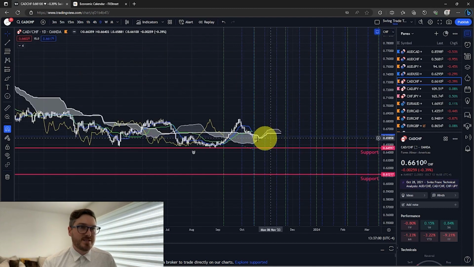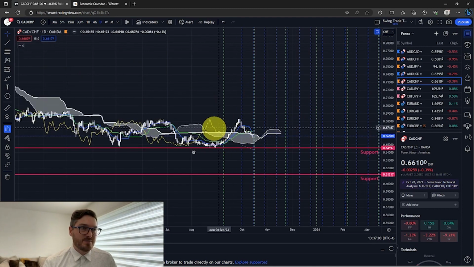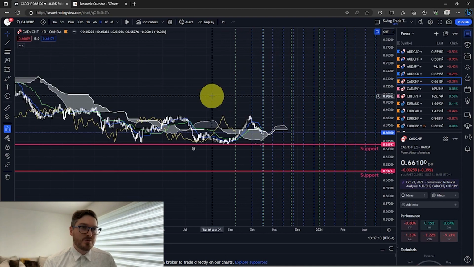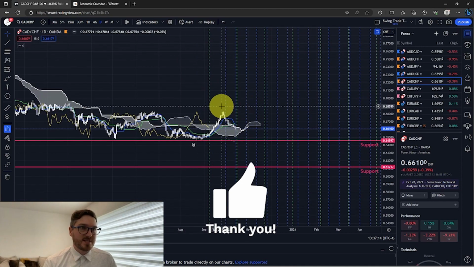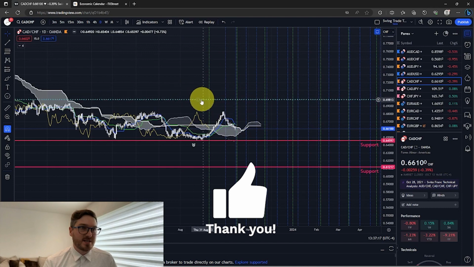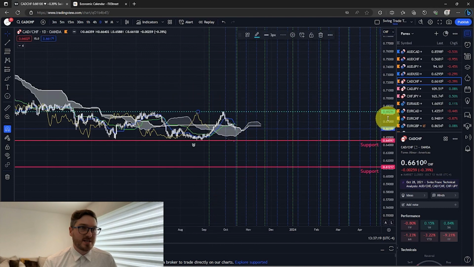And you can see on the daily too that price has been ranging up and down. We have a lot of twisting, overlapping small Kumo clouds, and so there really is no direction on this market right now. So we're going to need to wait for price to either break this resistance level here, which is the 0.68296 level, or we're going to need price to break the support level here.